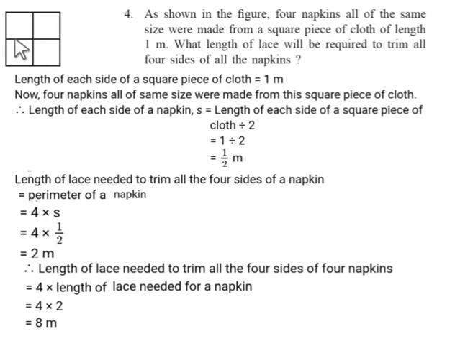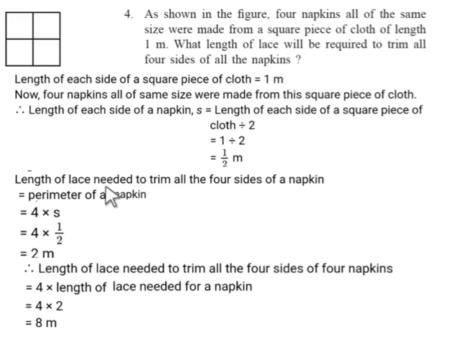Now it is divided or cut into pieces like this. Now we will consider that according to the given part, the length of each side of the square piece is 1 meter. Now 4 napkins of all the same size were made from this square piece of cloth. So here this length will be divided into 2 parts according to the given diagram. The length of each side of a napkin, that is this first napkin, is the length of each side of the square piece of cloth divided by 2. So if you divide 1 meter by 2, the length of each side of a napkin will be half meter. 1 divided by 2 is half meter.